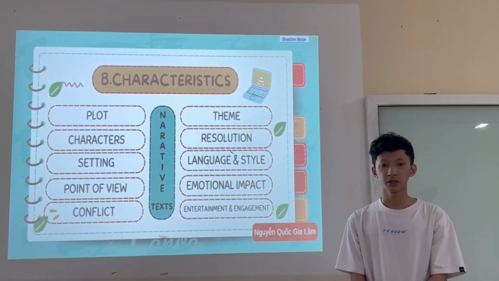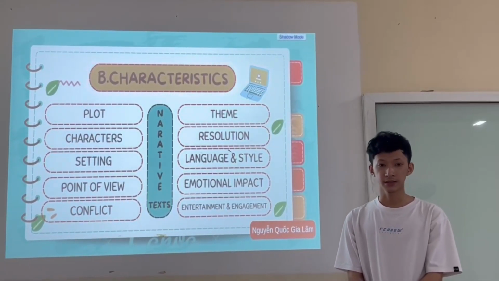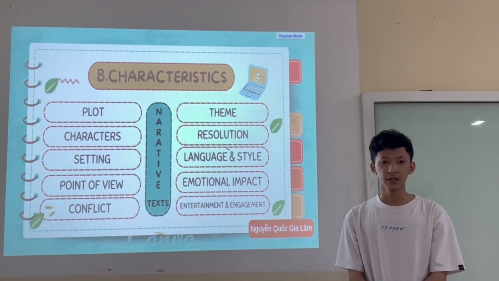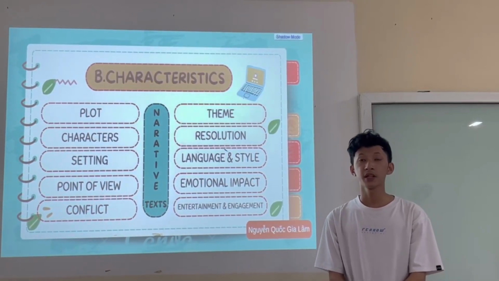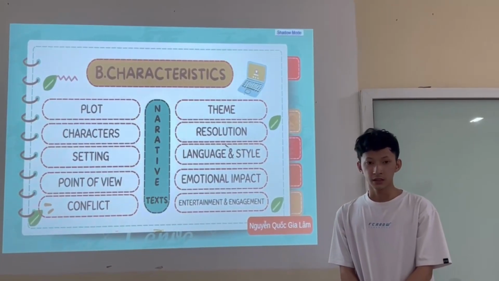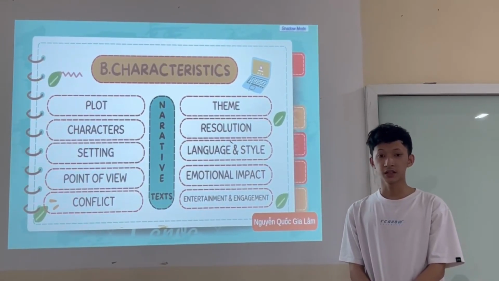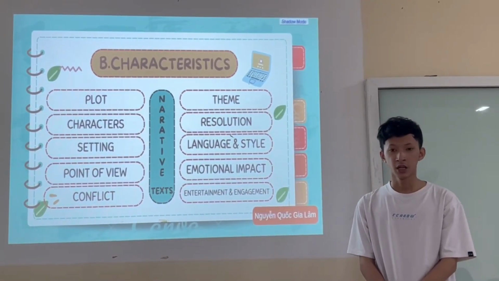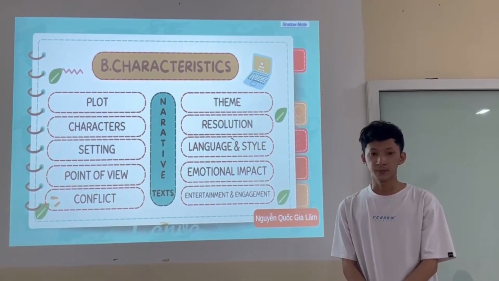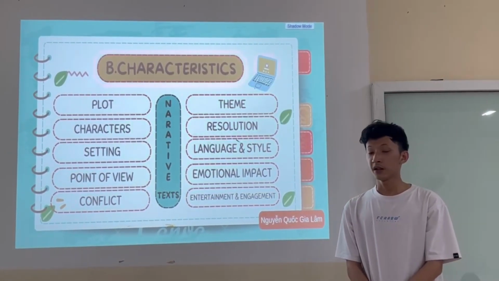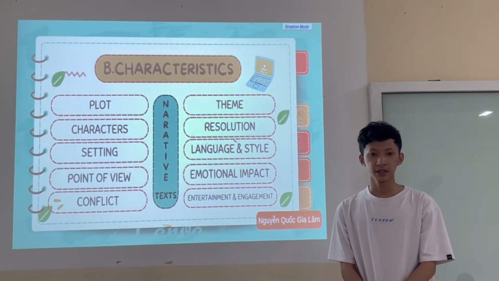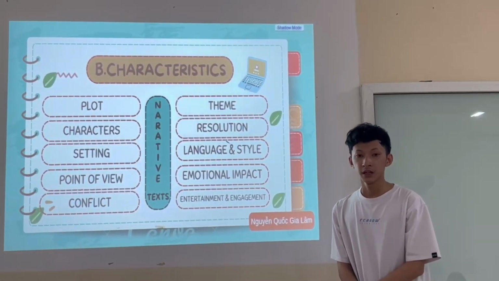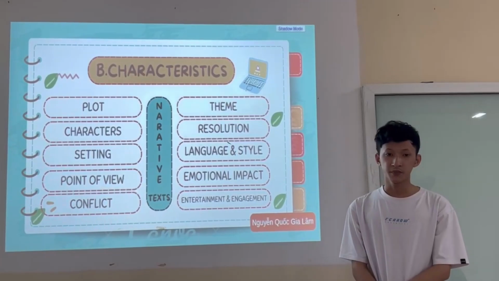Now I will talk about the characteristics of narrative text. First is plot. A narrative text has a plot, which is the sequence of events that make up the story. Next is the character. The characters drive the story forward through their actions, thoughts, and interactions. Next is setting. Narrative texts are set within a particular time and place, providing context for the events that occur. And next is the point of view.